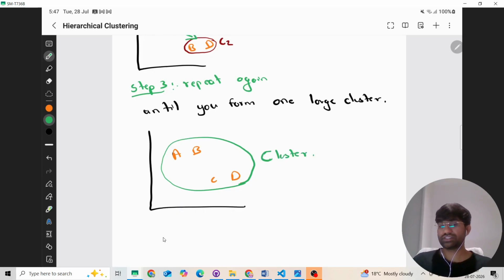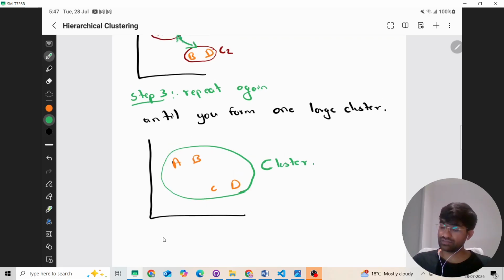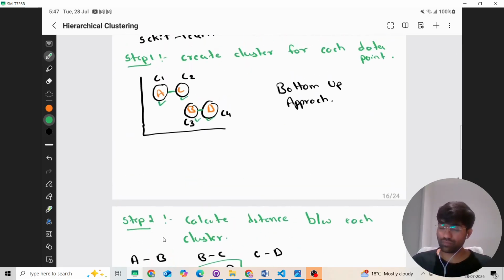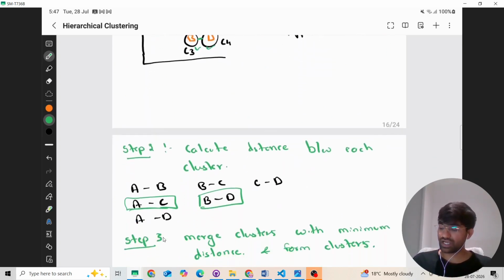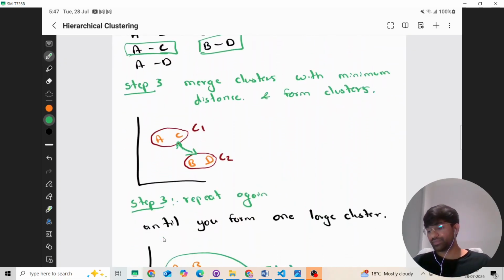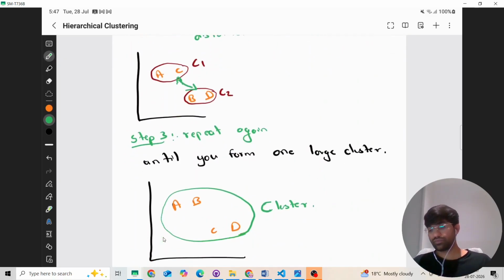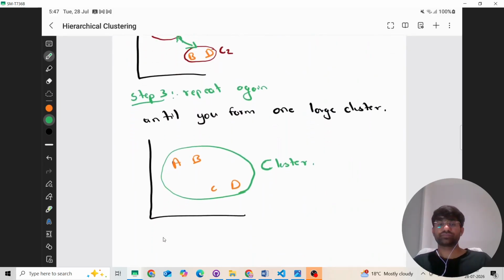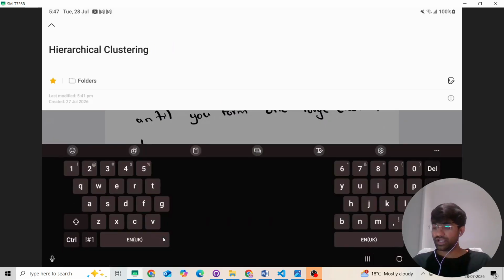So this is the agglomerative approach, that is the bottom to up approach. From the bottom, with each data point we create one cluster, and then we start calculating the distance and merging the clusters to form one big cluster. This is the agglomerative approach.